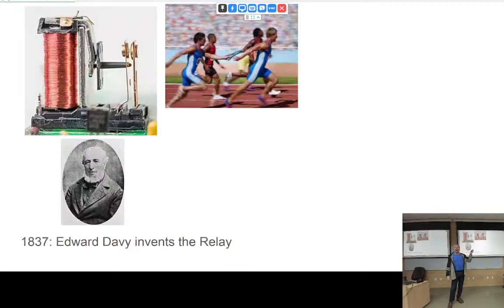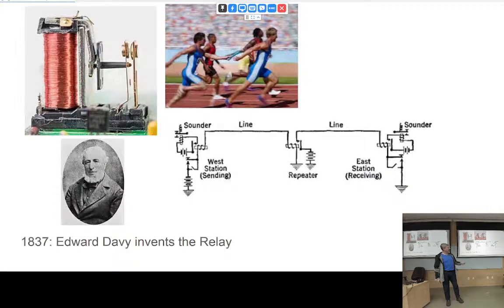If you have a relay race, then you have a bunch of athletes, and when one gets tired, he passes some kind of device, and he stops, and the other person continues. And that was the idea of the relay. So the relay here in the middle allows the sending station and the receiving station to be much further away than it would be possible until this point.